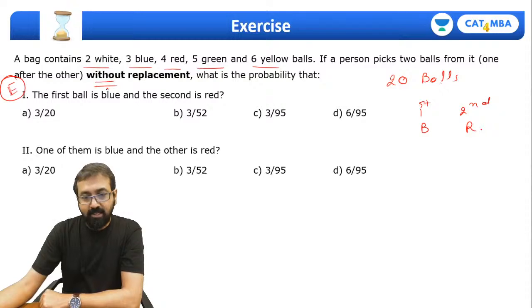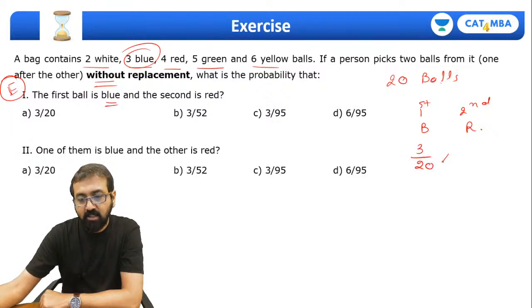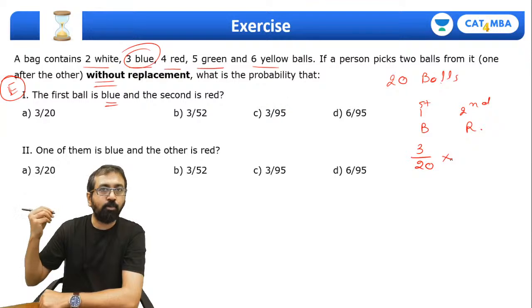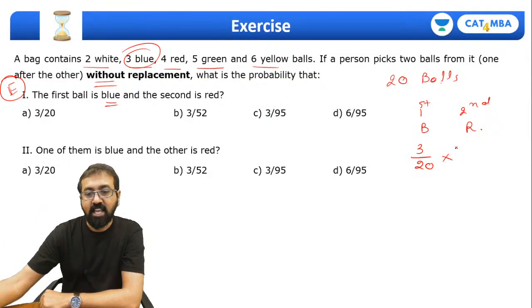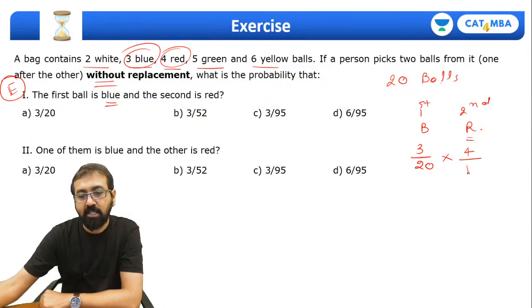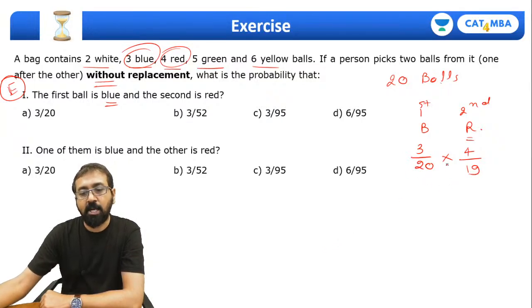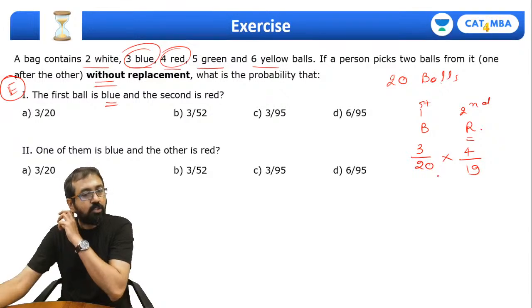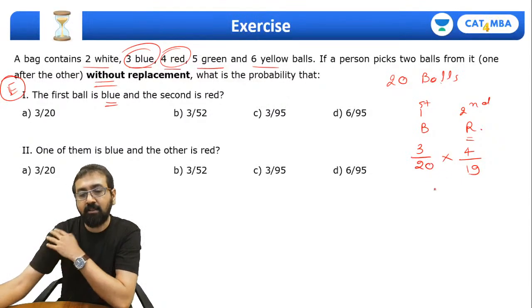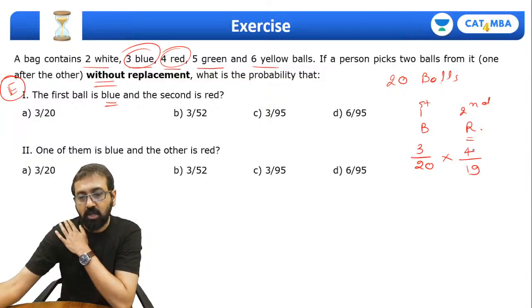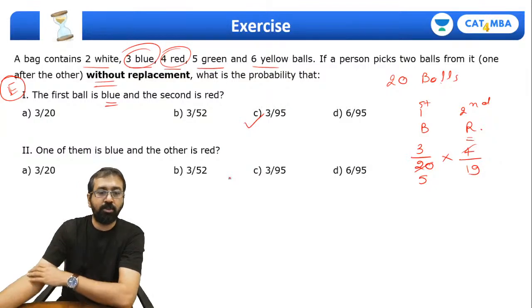So the first being blue, how many blue balls do we have? 3. So this will be 3/20. Now how many balls are left? We have already picked 1 ball, so there are 19 balls left and we want the second ball to be red. How many red balls are there? 4. So the probability of the second being red is 4/19. Are you clear with this? So the answer will be 3/20 into 4/19, right? So this will come out to be 12/380. Or I can straight away divide by 4, so I'll get 3/95. Where is 3/95? Over here.